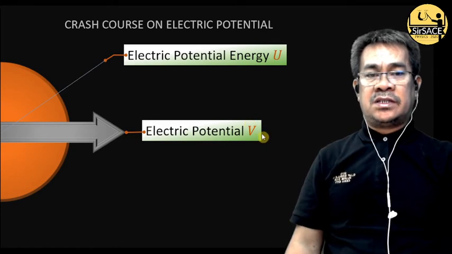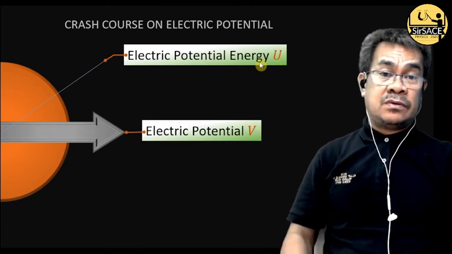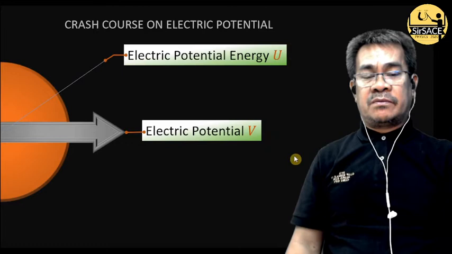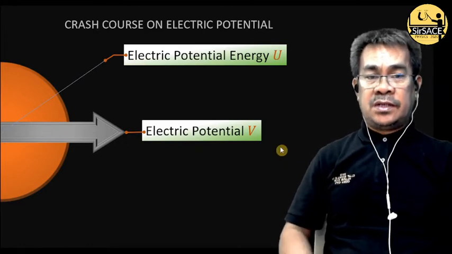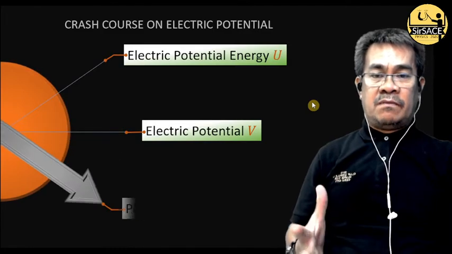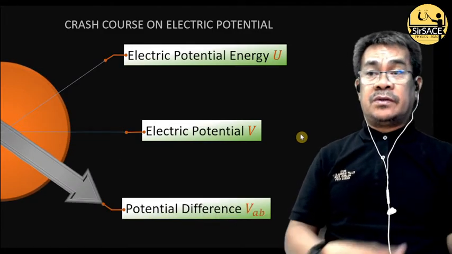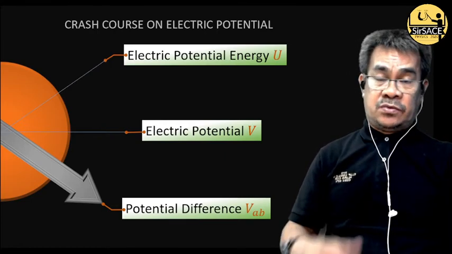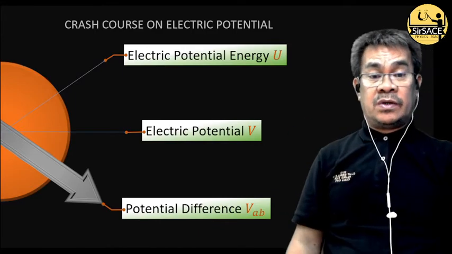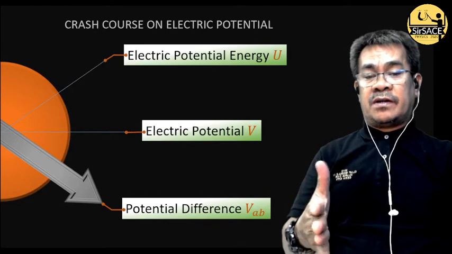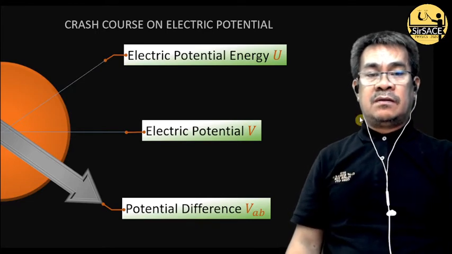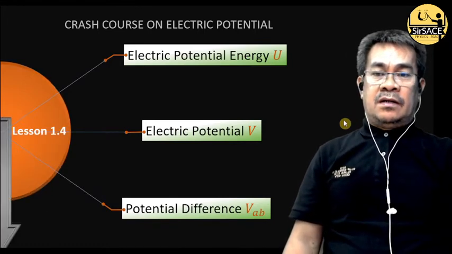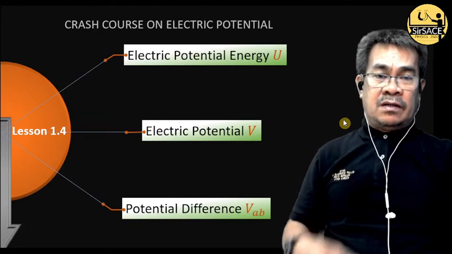But the electric potential is directly proportional to the potential energy, and vice versa. The unit of electric potential is volts. After that, we will answer the question of why voltage is produced by studying the electric potential difference, which is the potential difference between two points, from A to B. These are the topics that we will tackle in this video, and this belongs to lesson 1.4 in the learning module.